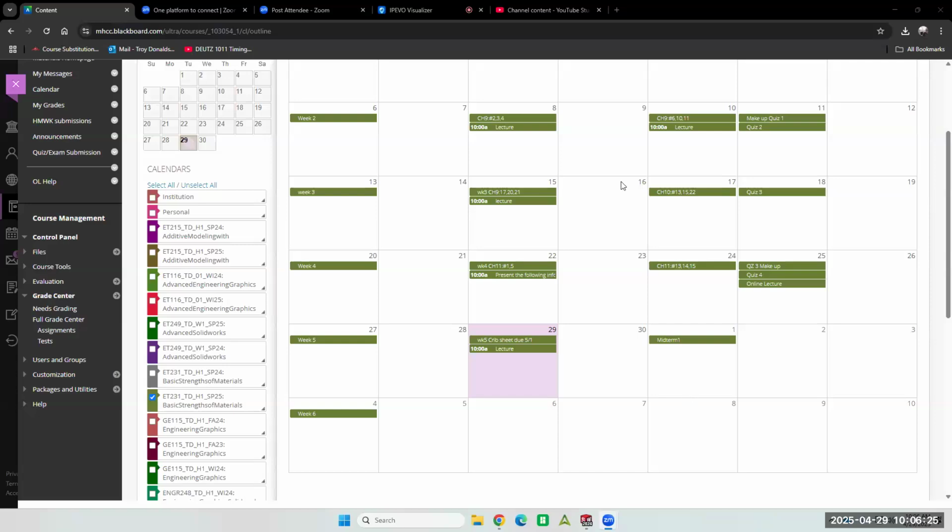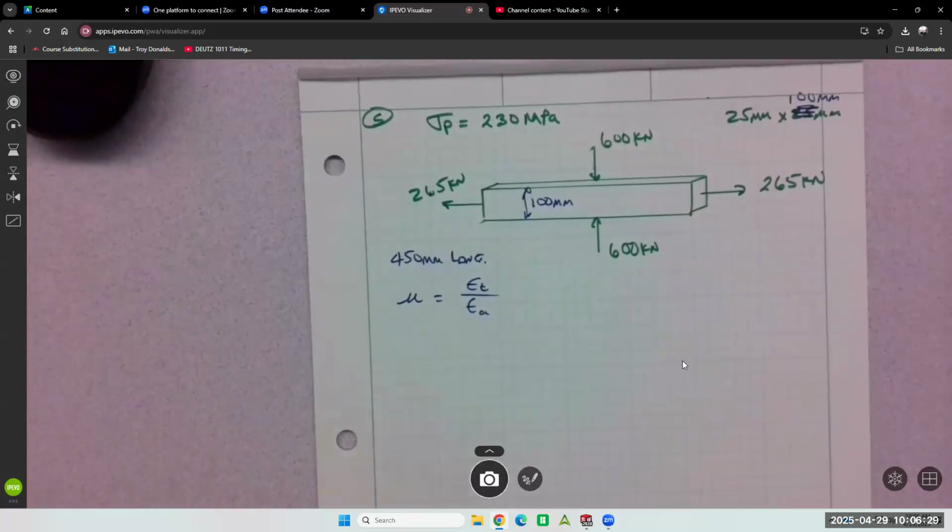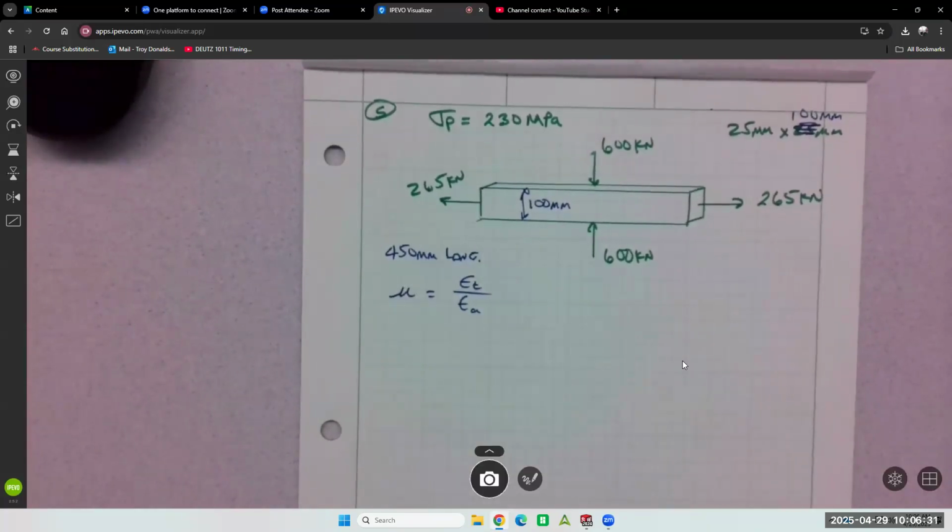Okay, there have been requests for this one. So this can actually count as a review, obviously. Poisson's ratio could be on the test. This problem said, given these loads, calculate the total change. Compute the dimensional changes for the steel bar when subjected to the loads shown. Then it said the proportional limit of the steel is 230.